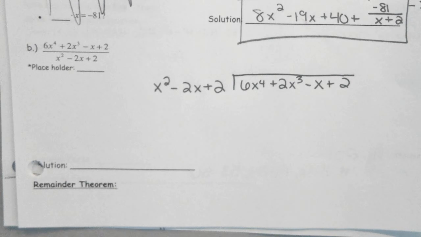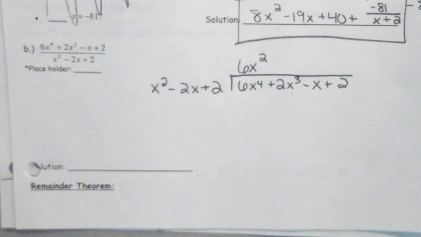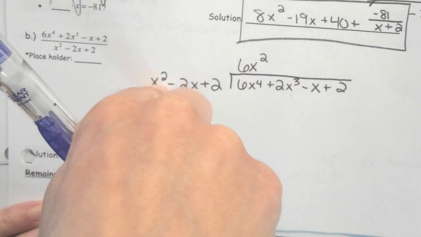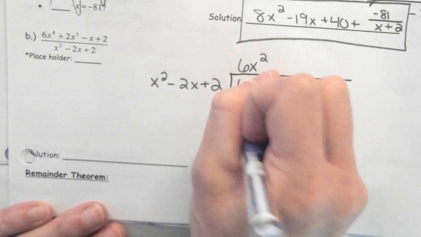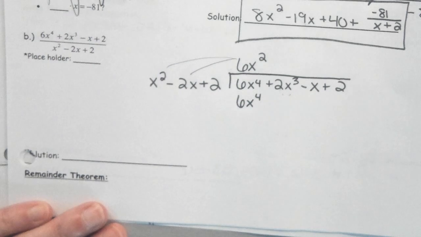Alright, let's play the game. X squared times what gives you 6x to the 4th? What do I want to multiply? 6x squared. Perfect. So 6x squared, let's distribute, times x squared is 6x to the 4. Then I need to distribute here. That's going to give me what?